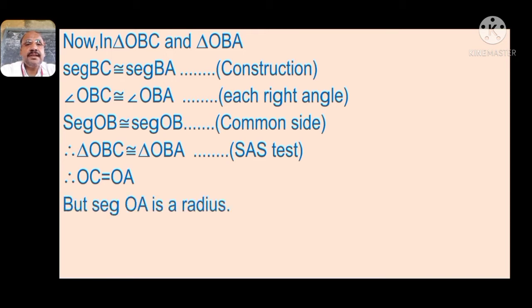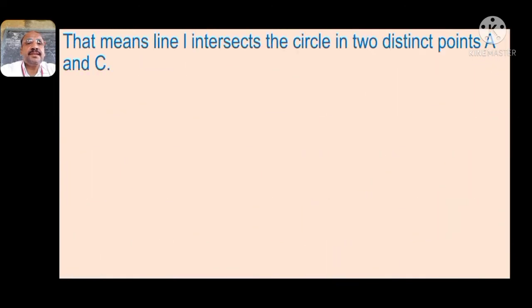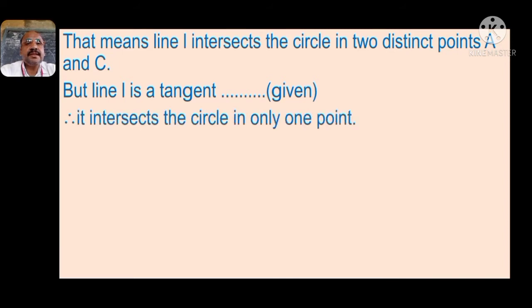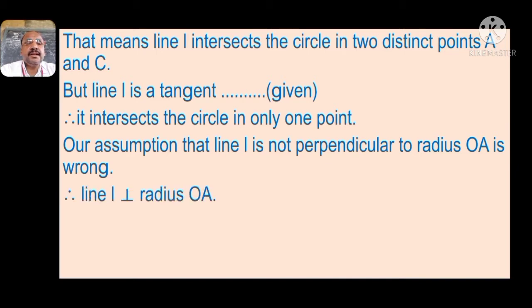But segment OA is a radius. Therefore segment OC must also be a radius. Therefore C lies on the circle. That means line L intersects the circle in two distinct points A and C. But line L is a tangent, which is given. Therefore it intersects the circle in only one point. Our assumption that line L is not perpendicular to the radius is wrong. Therefore line L is perpendicular to radius OA.